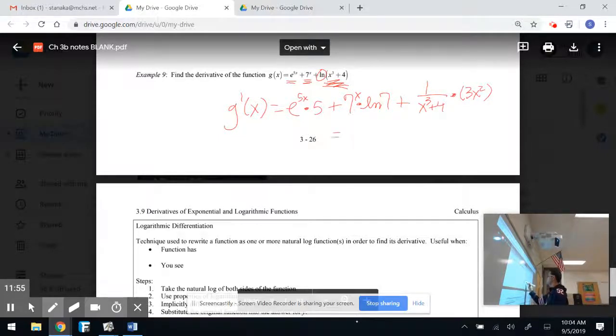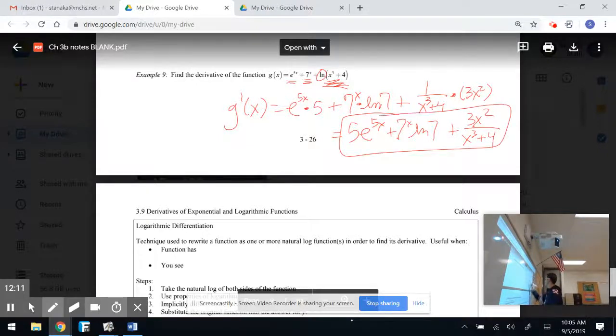So I could clean this up a little bit. What would it look like as a multiple choice? It would look like that, plus, it would leave it as 7 to the x natural log of 7. And then this last piece I could write as 3x squared over x cubed plus 4. Some of you want to cross out some x's here.